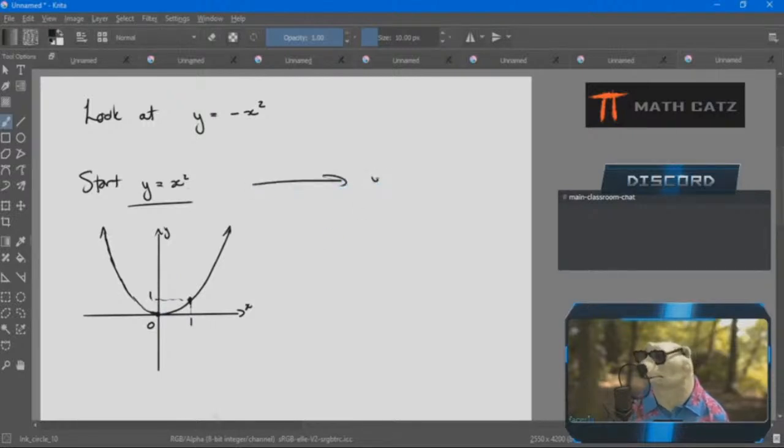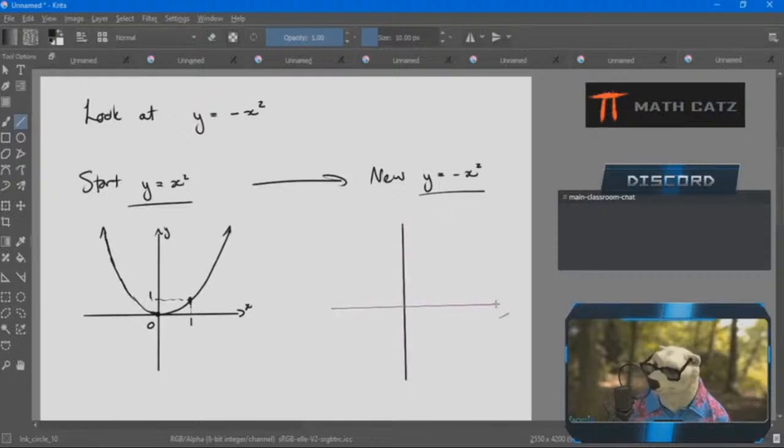Now I'm going to look at my new function, y equals negative x squared, and its graph. All right. Now, when x is 0, I got a y value of 0. To get a y value of 0 in this new case, x is still going to have to be 0. So that point doesn't change, the vertex doesn't change.